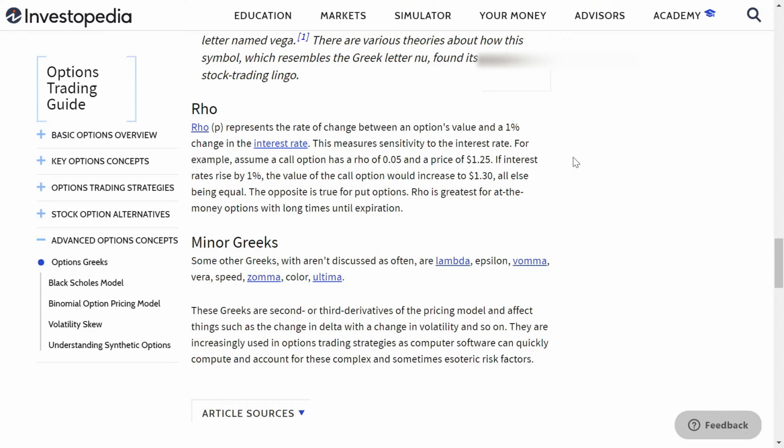Rho represents growth here. Rho, not super relevant to most people. Day traders, not really. Swing traders, not really. More like swing to long traders that you might want to watch this, but it's basically a measurement of sensitivity to the interest rate. For example, say the same call option has a Rho of 5 and a price of 1.25. If interest rates rise by 1%, the value of the call option would increase to 1.30.